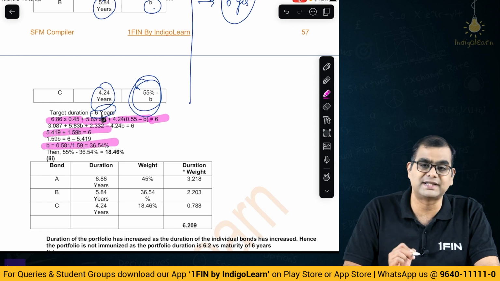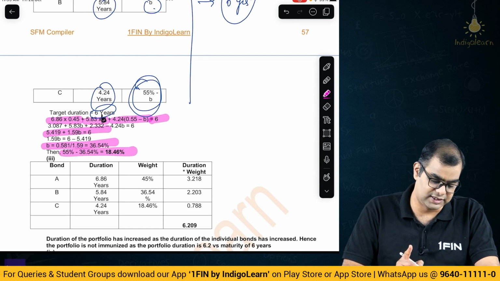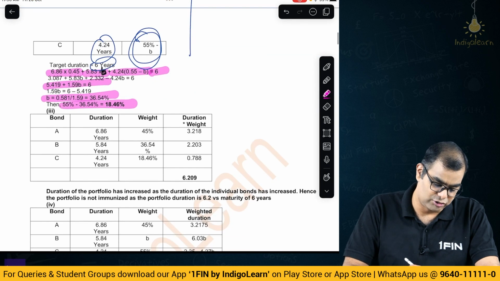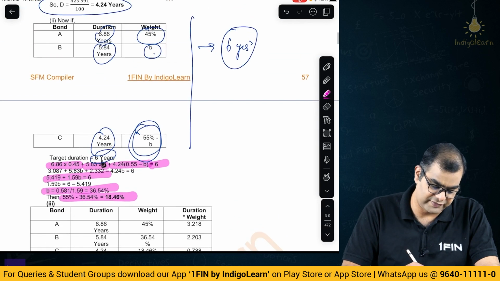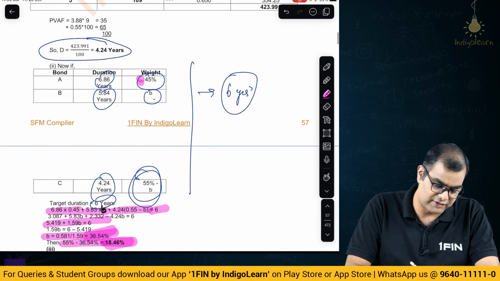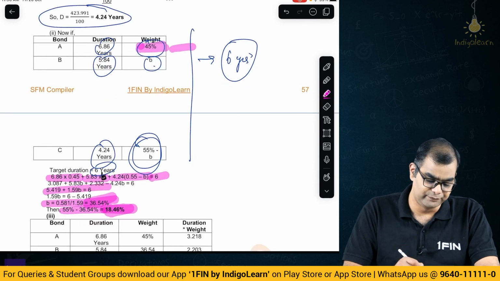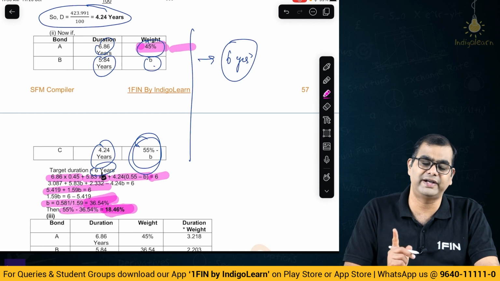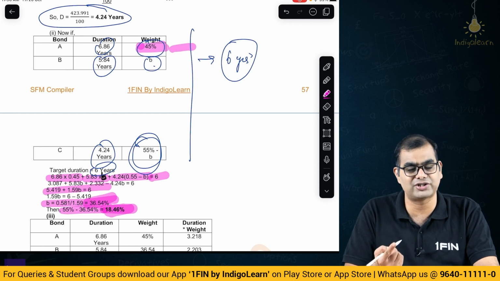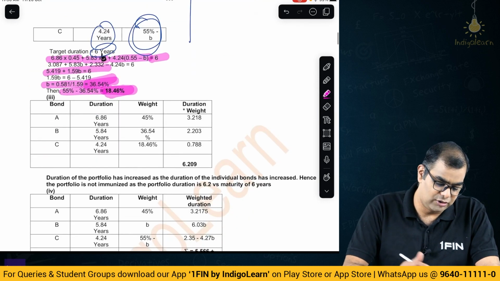Then you get the value of B as 36.54. If B is 36.54, then the weight of bond C is 55 minus 36.54, which is 18.46. So, you basically get these three as the weights: 45, 36.54 and 18.46. So, these are the three weights of bonds A, B and C in the portfolio, such that the weighted average duration is 6 years, which means the duration of the liability is 6 years, and hence the portfolio is immunized.